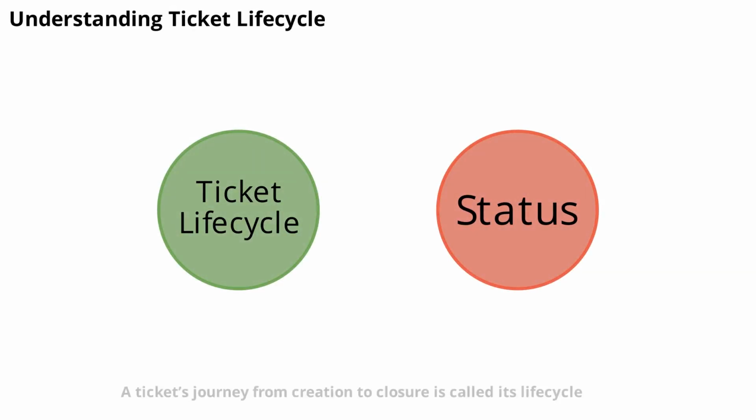A ticket's journey from creation to closure is called its life cycle. Understanding this helps your team manage tickets efficiently. Tickets move through statuses like open, pending, resolved, and closed. Each status represents a stage in the support process, ensuring nothing is left unresolved.